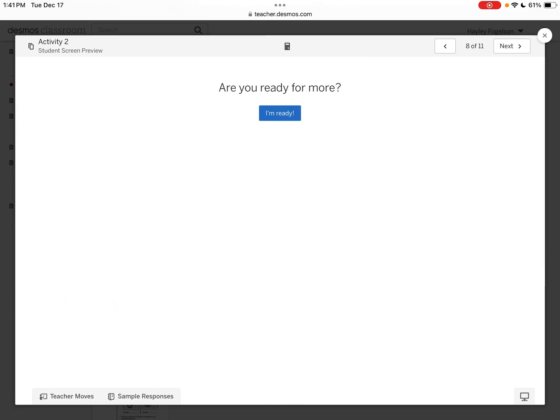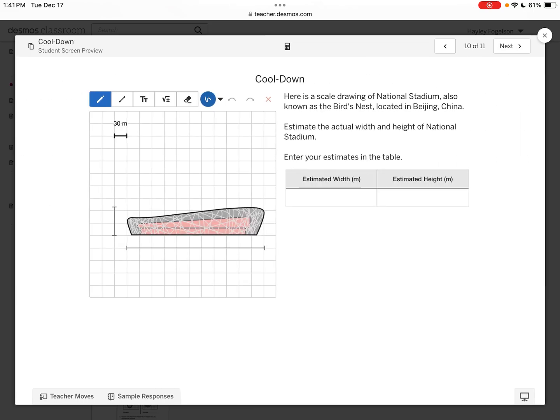All right, we're going to skip the Are You Ready for More, and we're going to move on to our cool down, slide 10. It says, here's the scale drawing of National Stadium, also known as the Bird's Nest, located in Beijing, China. We need to estimate the actual width and height of National Stadium. We're going to enter our estimates in the table.